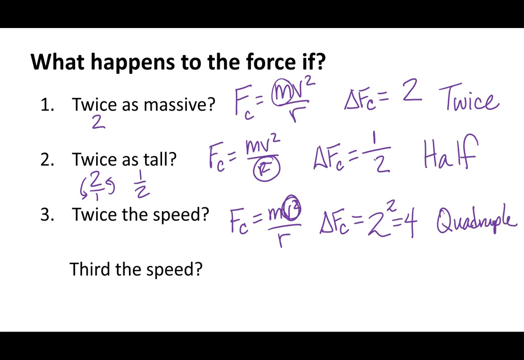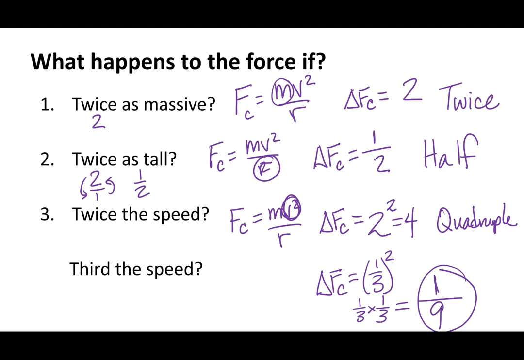Now, just because it's good to do an example like this, why don't we do a third of the speed? So I'm just going to go right here. So delta FC, go. If it's a third of the speed, then it'll be a third squared. That's the same as 1/3 times 1/3. So 1 times 1 is 1. 3 times 3 is 9. So if he slowed his leg down, then of course it would reduce the amount of force that he could apply, right? Because of that square, it reduces it by 1/9 of the force.